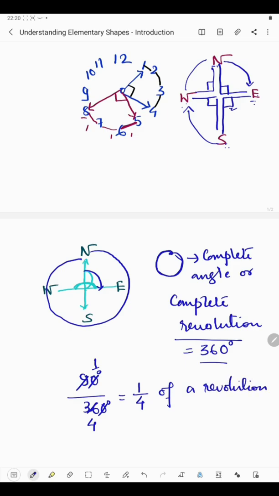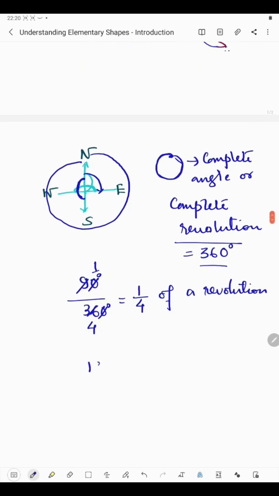Okay. Similarly, if you want to move from south to north, that means it forms 180 degree. So straight angle means 180 degree and complete revolution is 360 degree. So 180 upon 360, so 0 0 cancel, 18 1s are 18, 18 2s are 36. So if it forms 180 degree, that means it is half of a revolution. Okay.